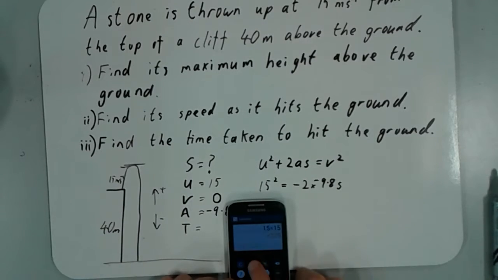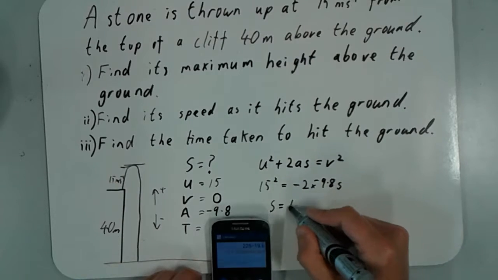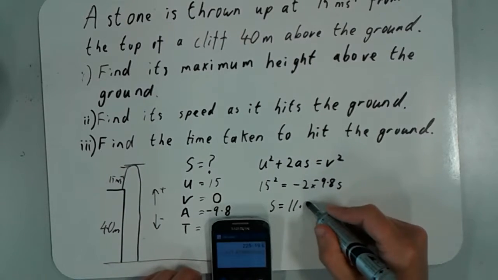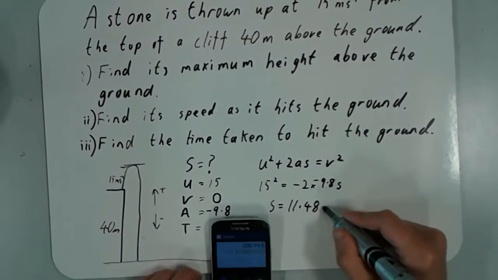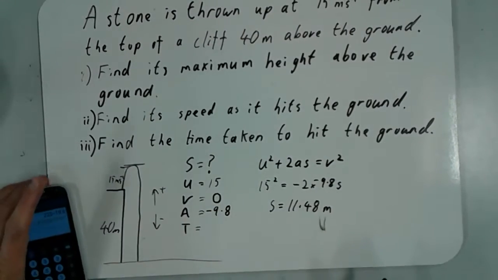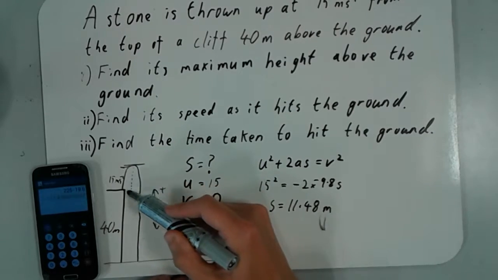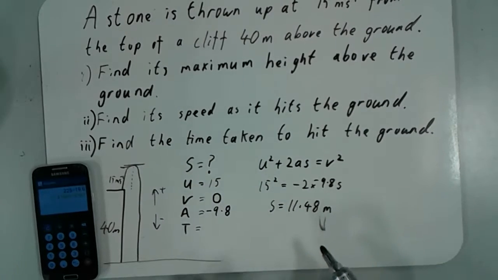And then we want to divide that by 19.6. That gives us a displacement of 11.48 meters. So that is the distance it will travel there, a displacement of 11.48 metres.